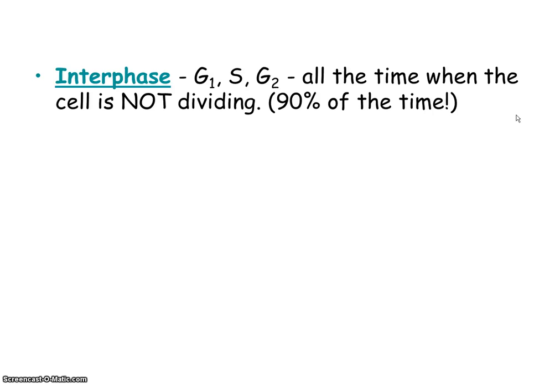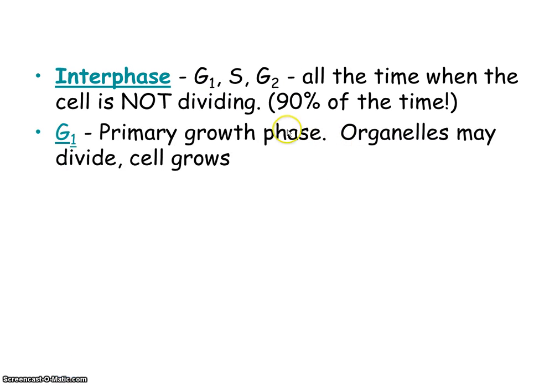And it's the most important time in the life of the cell because that's when the cell is doing whatever its job is supposed to be. So if it's a muscle cell, it's involved in making muscle proteins, contraction, etc. If it's a white blood cell, it's involved in phagocytosis, fighting diseases, whatever it may be. So that's called interphase. And interphase is subdivided into 3 separate parts.